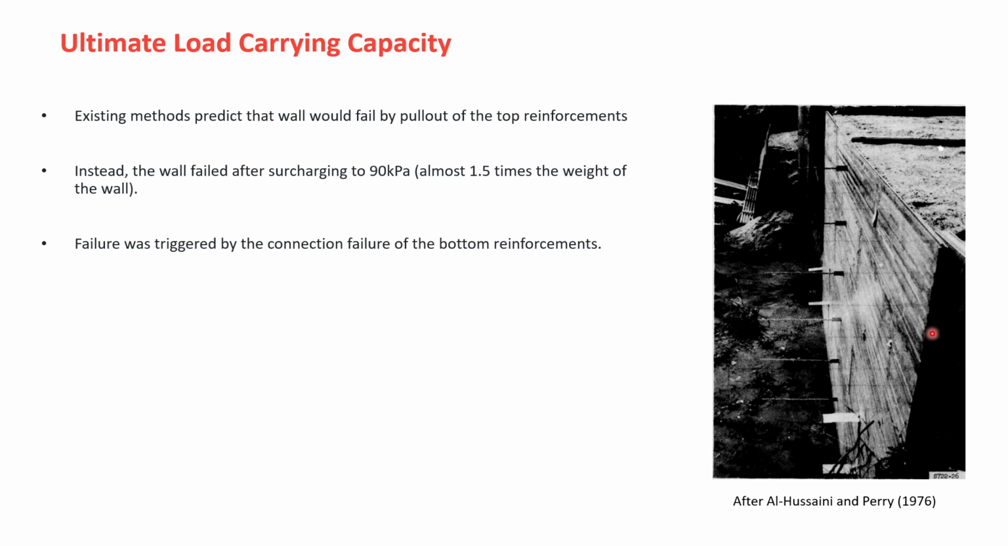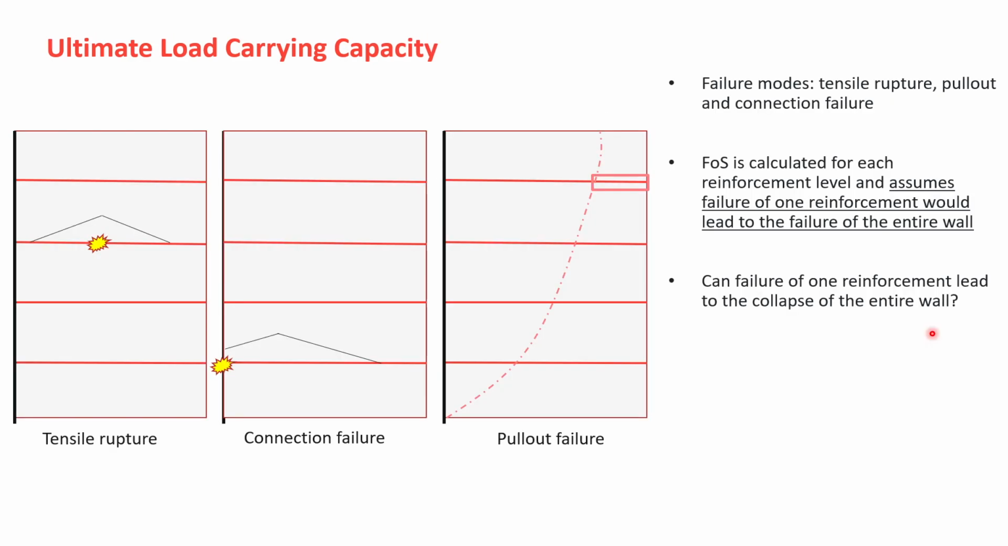It's not because of the pullout of the upper reinforcement, but it was a connection failure at the bottom reinforcement. So it's a totally different failure mechanism. To this date, I think we cannot explain what happened in this wall, why it didn't fail in the first place, and why it failed in a totally different way after surcharge. I think it has a lot to do with the way we calculate the ultimate condition.